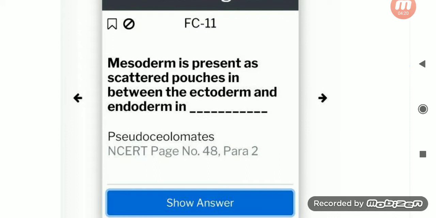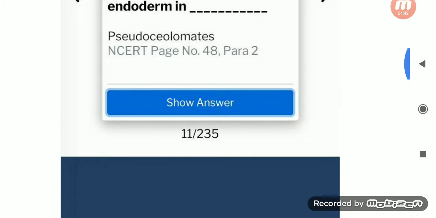Mesoderm is present as scattered pouches in between the ectoderm and endoderm in pseudocoelomates.